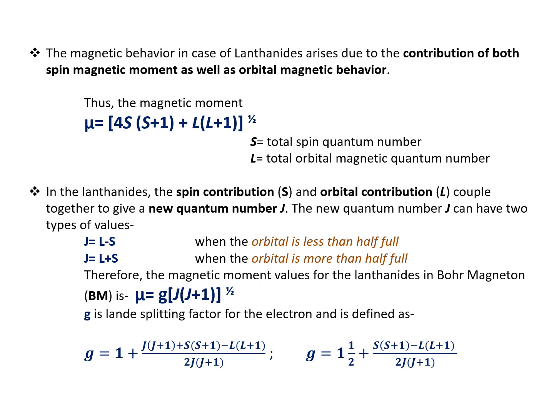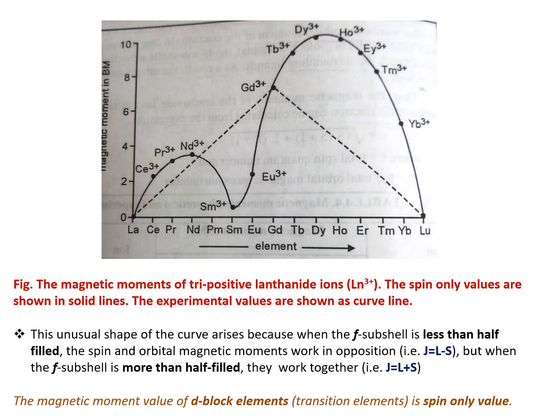There are two types of values. The unusual shape of the curve arises because when the f subshell is less than half filled, the spin and orbital magnetic moments work in opposition, but when the f shell is more than half filled, they work together. The magnetic moment value of d-block transition elements is the spin-only value.